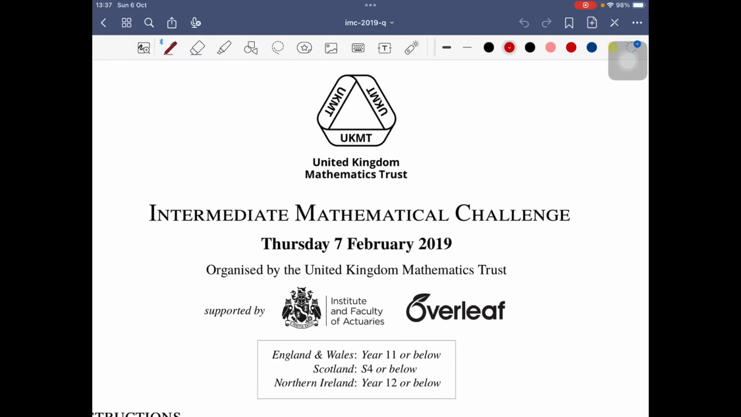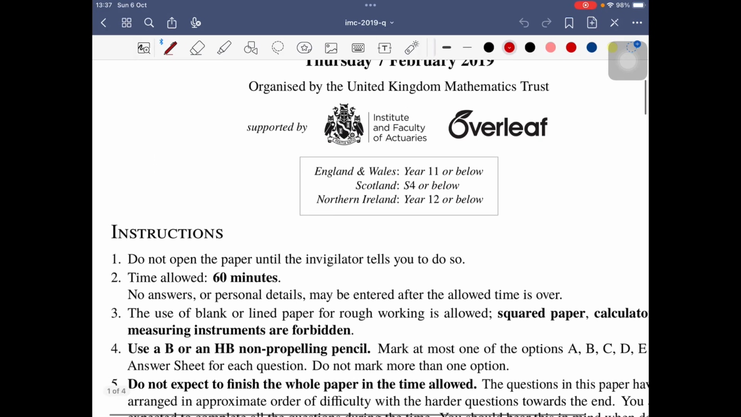UKMT IMC 2019, from number 11. Let's start.